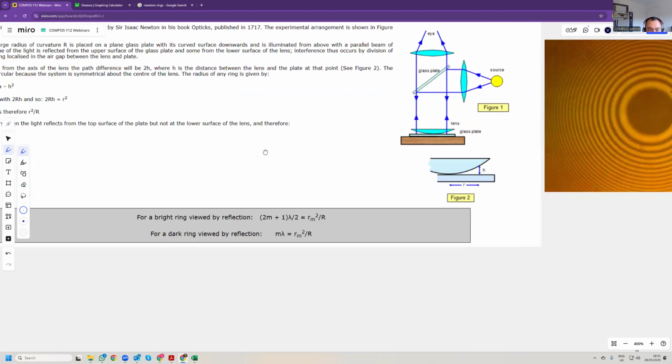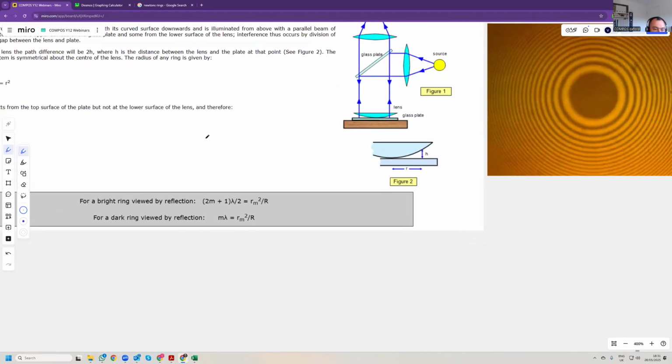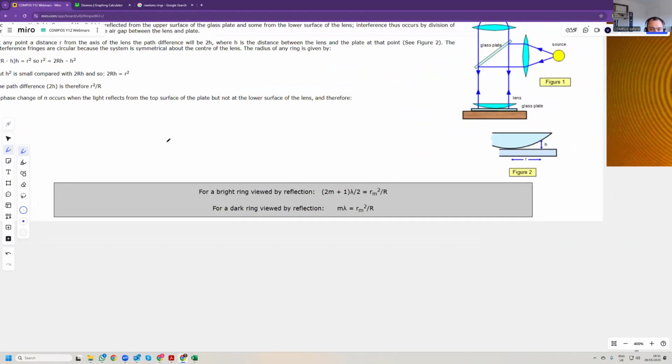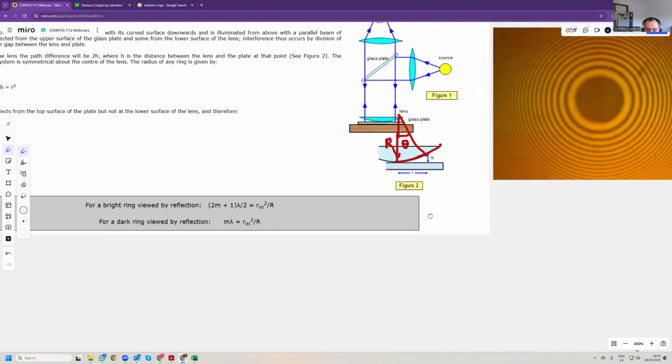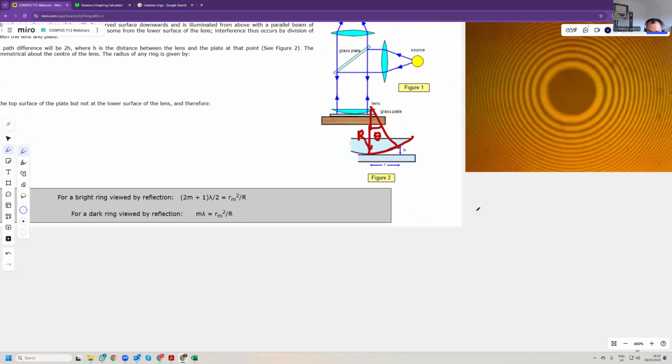And so if you find h, you can say, okay, this is the radius of curvature of the glass, and this is small h. So you can say this angle is theta. Let's make a bigger diagram.